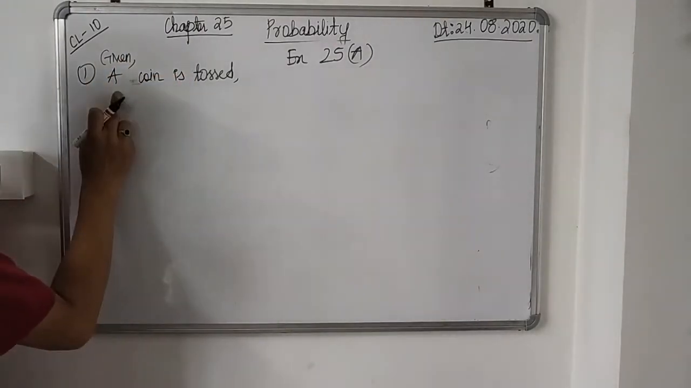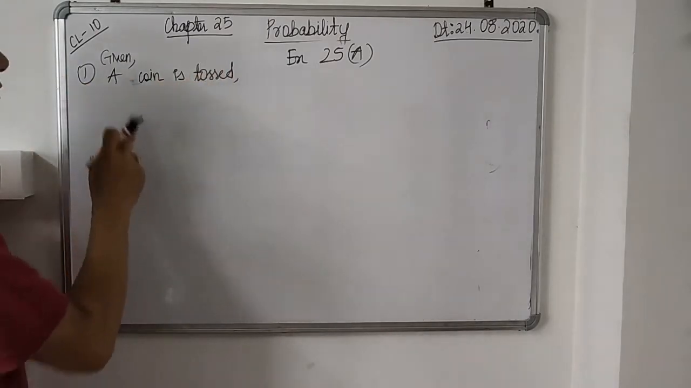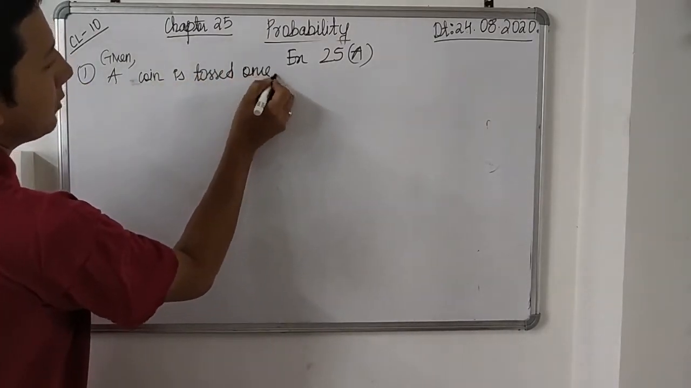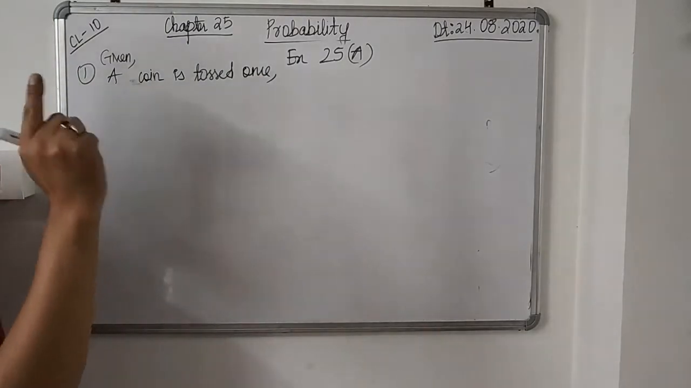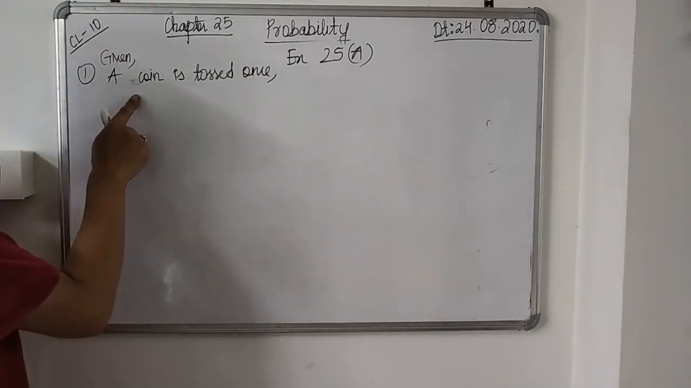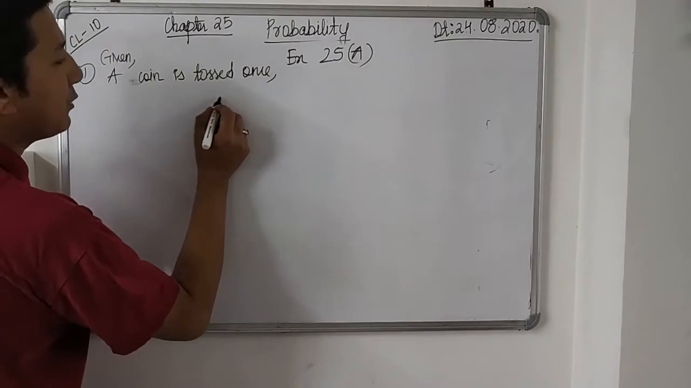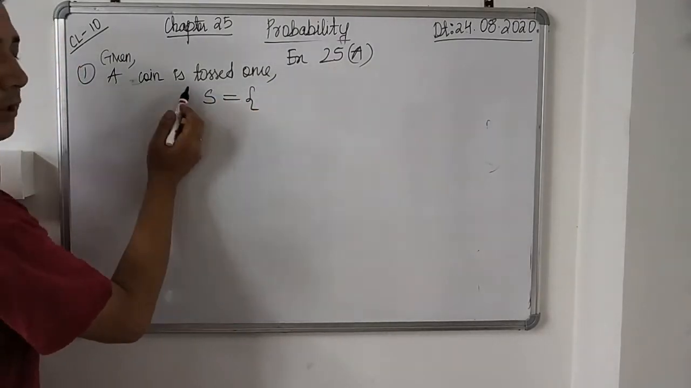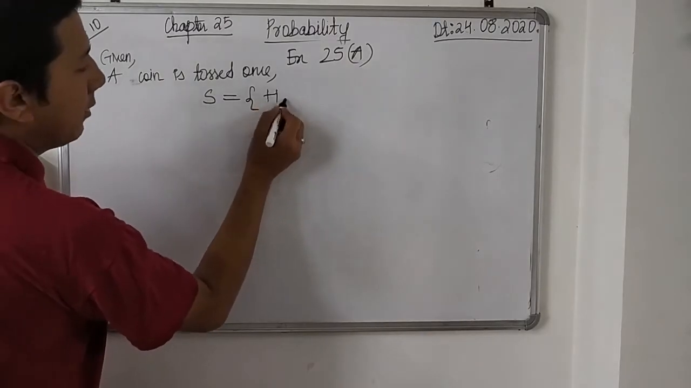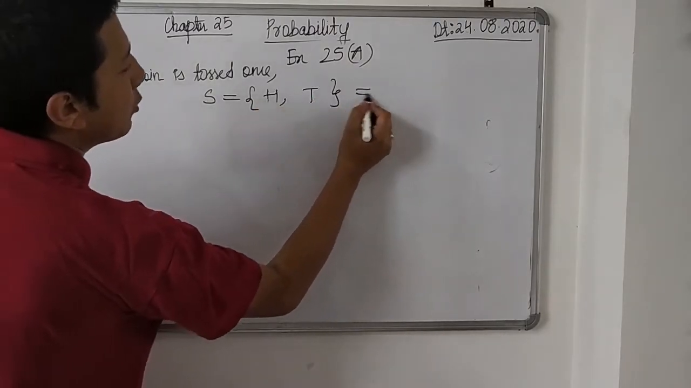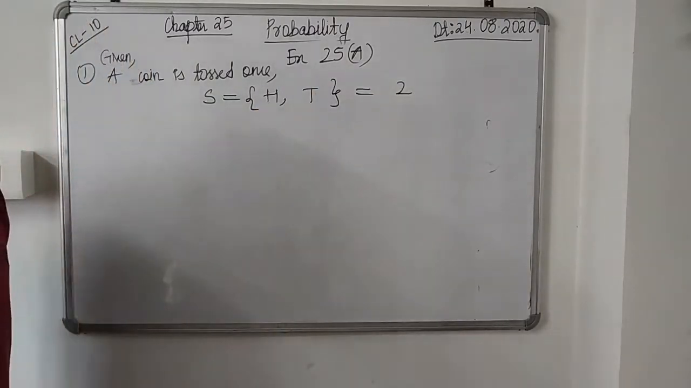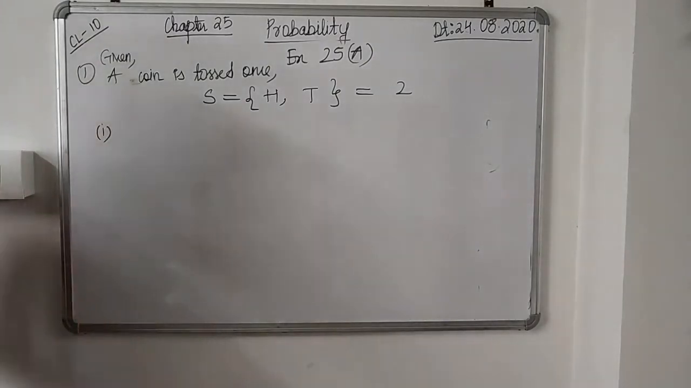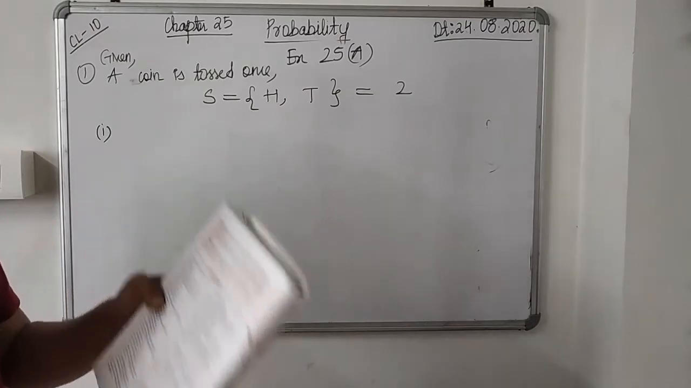So what is the experiment here? The experiment here is tossing a coin. The second thing here is the sample space. S stands for sample space. When I toss a coin, either I'll be getting head or I'll be getting tail. Therefore 2 outcomes we will be getting. Clear? Question number 1 is asking you, find the probability of getting tail.